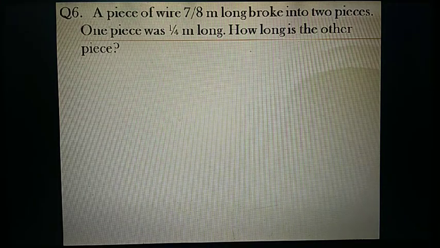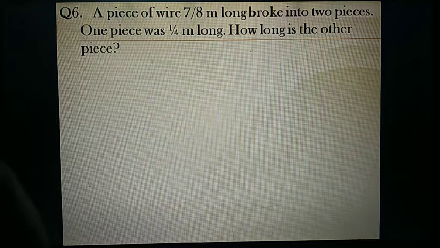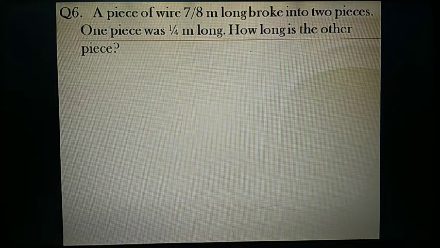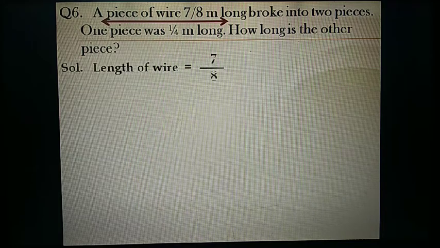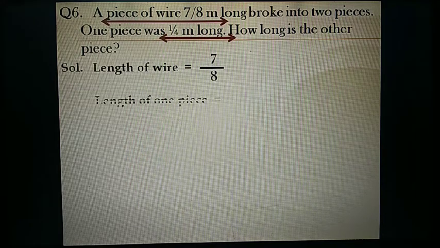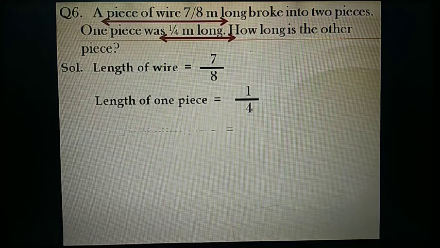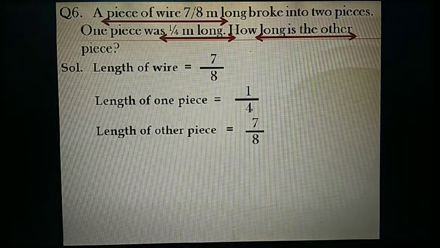Moving to question number 6. A piece of wire 7 by 8 meter long broke into 2 pieces. One piece was 1 by 4 meter long. How long is the other piece? Out of the total, the length of one piece is known to you. How will you find the second? By subtracting. So total is given to you. Then length of one piece is given to you. From the total, you will deduct the value of the one piece to get the value of the other piece.